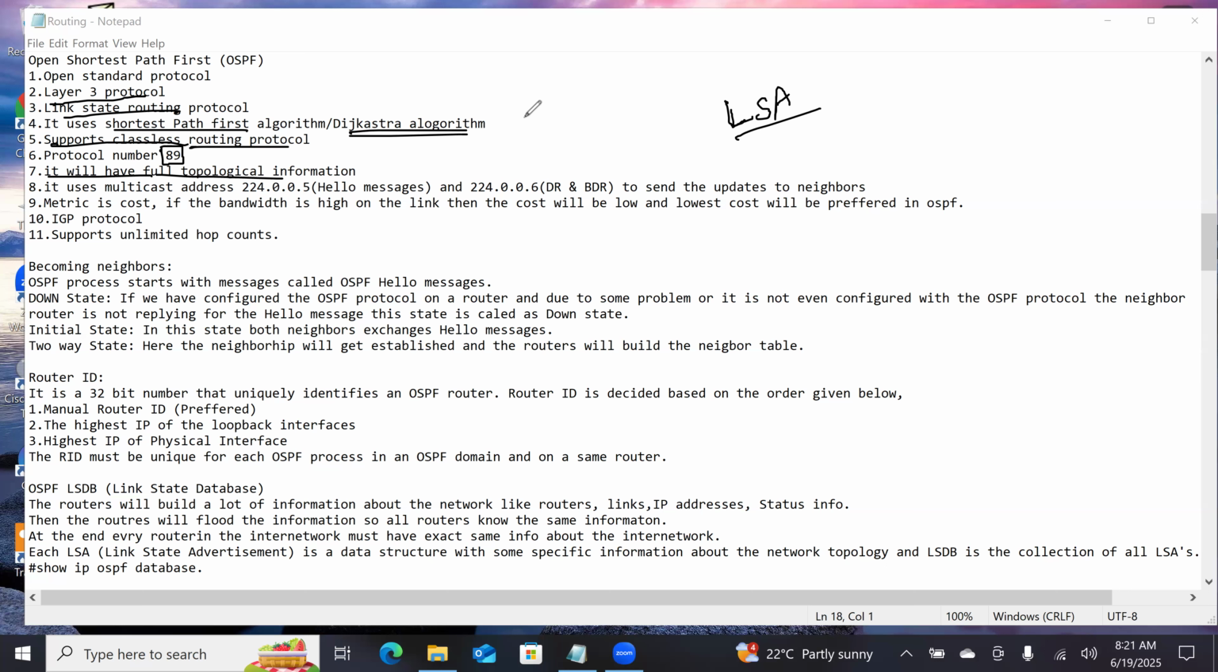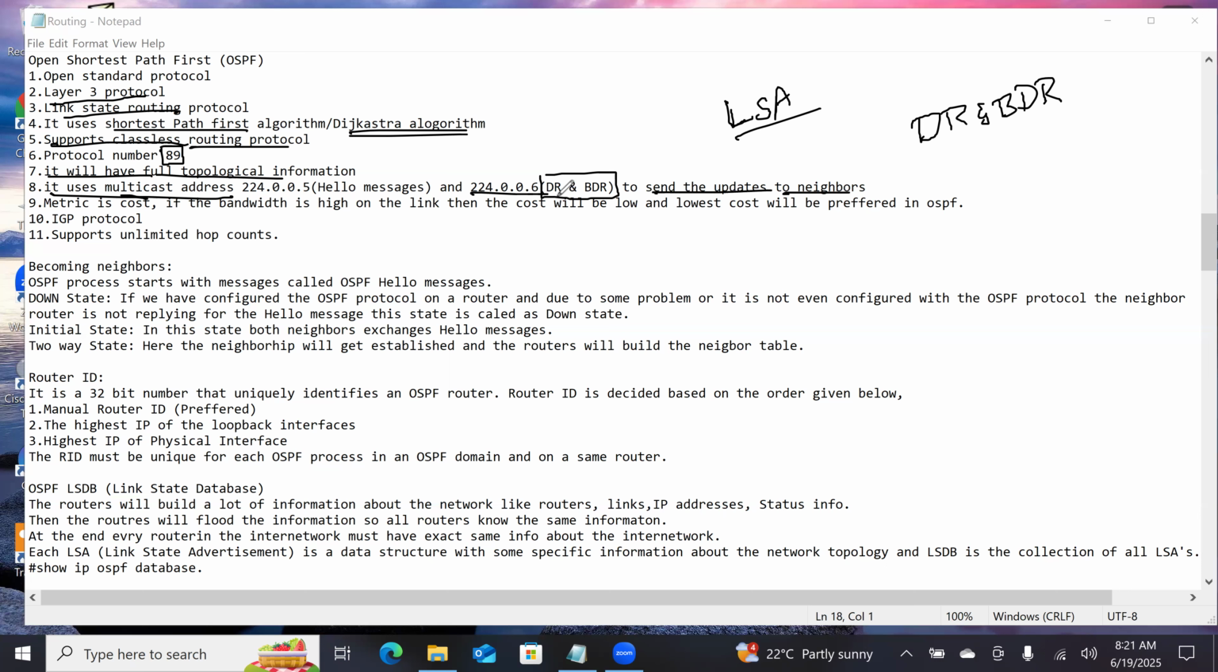It knows where it is connected and configured with OSPF. It uses some multicast addresses: 224.0.0.5, to exchange hello messages between the neighbors, and 224.0.0.6, which is used by the DR and BDR to send updates to the neighbors. So we have DR and BDR here, and we'll discuss it later in detail. The routers use these multicast addresses to send messages from the DR and BDR to the DR other routers.